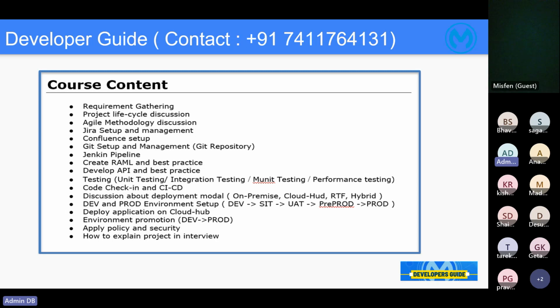And then at the end, we will see performance testing also. So integration testing and performance testing will be done by the testing team. And unit testing and MUnit testing will be done by us. As a developer, we should do this. So here in unit testing, we will use Postman. And for MUnit testing, we will use this MUnit recorder. We will see the manual one also, but mostly we will do it using the MUnit recorder.